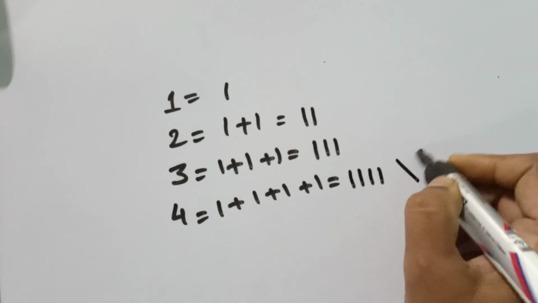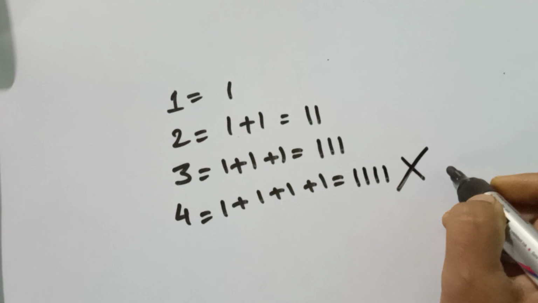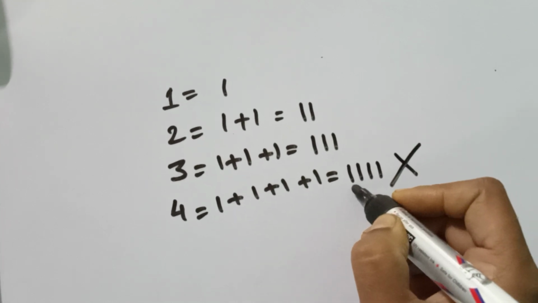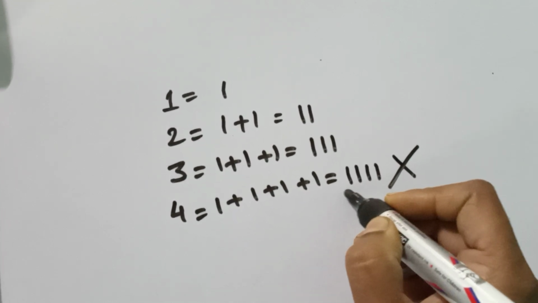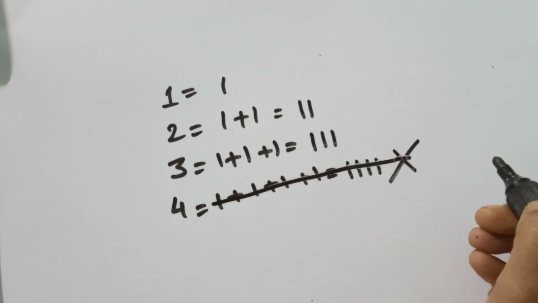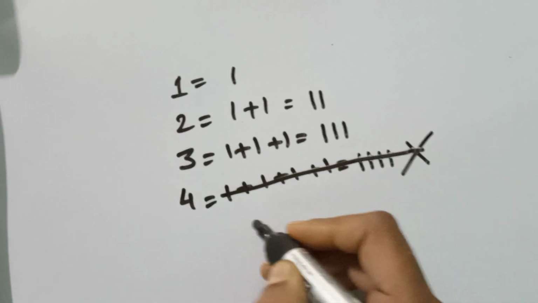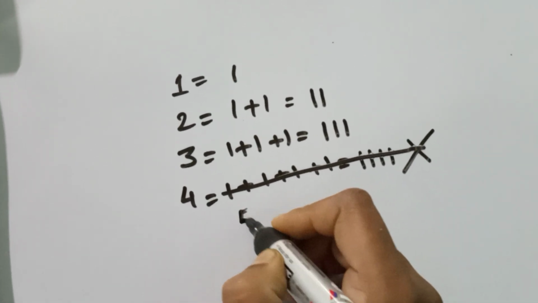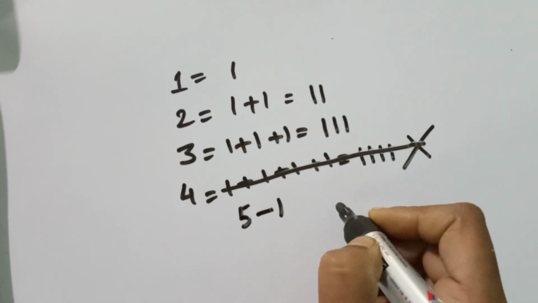But this symbol is wrong. Why? There is a rule that you cannot repeat any symbol more than 3 times. So you cannot write 4 in this way. It's wrong, beta. So what will we do? You have to write this 4 as 5 minus 1.